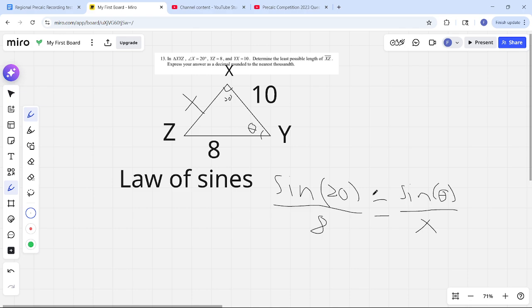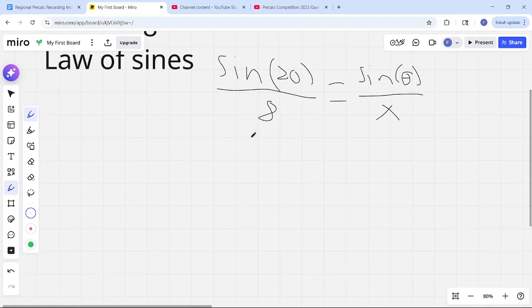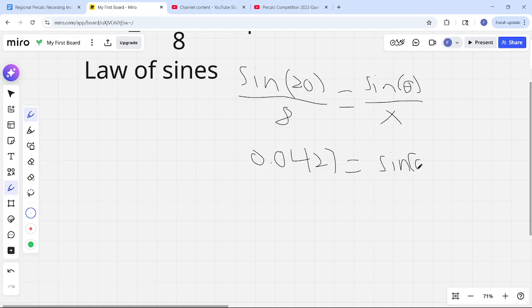I'm assuming you guys have already done the math yourselves at this point. So let's see. Sine of 20, I'm going to do the math in the calculator, then just state the final answer. Sine of 20 divided by 8. Make sure your calculator is in degrees. I guess I'll write this part out. So it's going to be 0.0427 is equal to sine of theta, which we're going to solve for, over X.